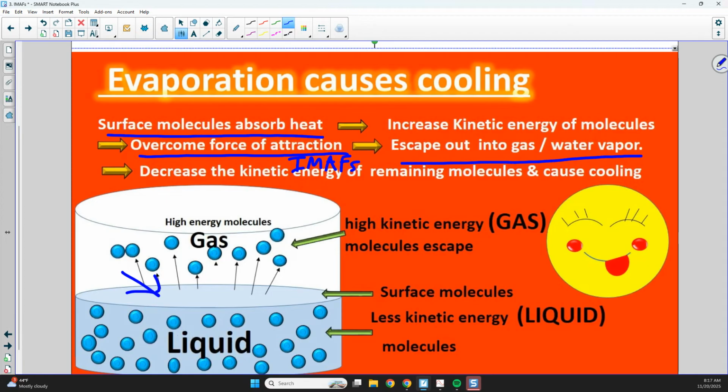So the stronger the IMAFs, the more heat the liquid is going to absorb, and so the less cooling you're going to have. So that's kind of the basis of today's lab. We're going to be measuring how much a liquid is able to cool something, and we're going to be comparing different liquids. In a sense, you could think of this as comparing different kinds of sweat to decide which sweat is going to be the most effective. So that is our background for today's lab.